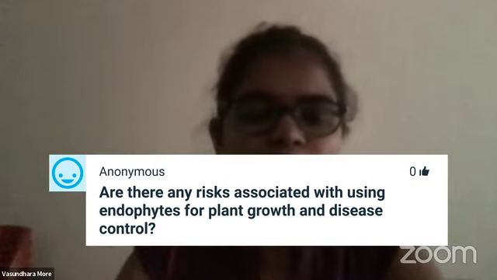Actually, if we are considering the endophytes as a bioinoculant or biocontrol agent, first we have to consider if these endophytes are causing any harm to the human community or any other community that is feeding on that particular plant. That is actually included in the rules and regulations if you are developing any bioinoculant. If you are developing an inoculant from a particular endophyte, you have to check the pathogenicity first.